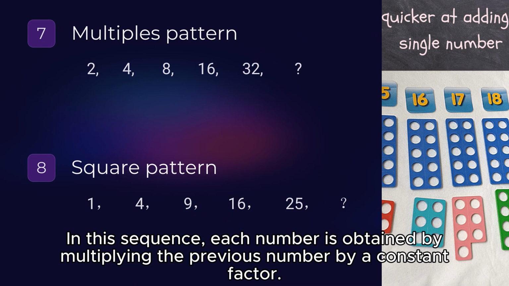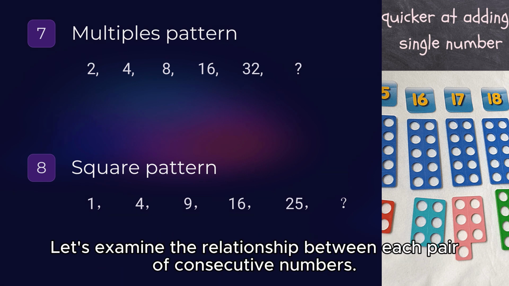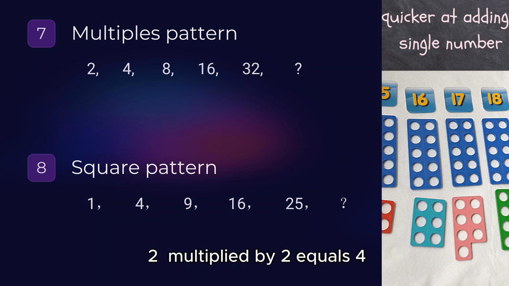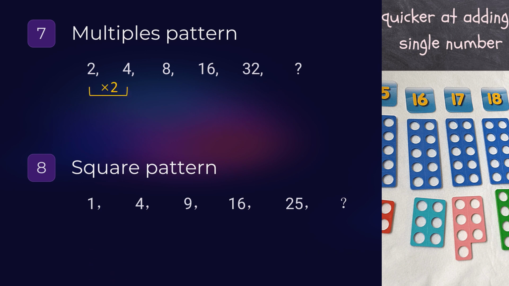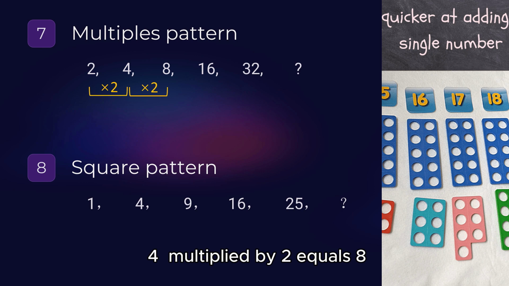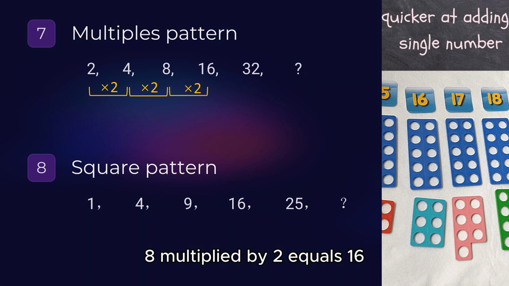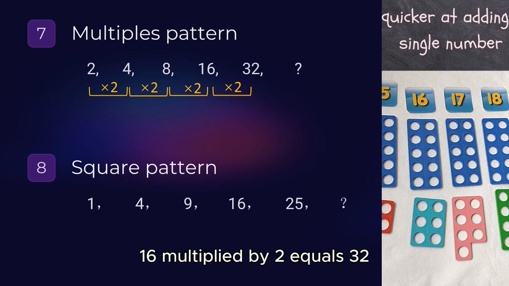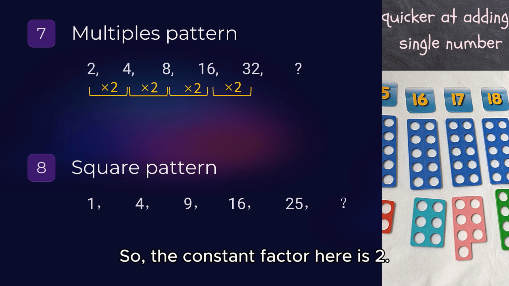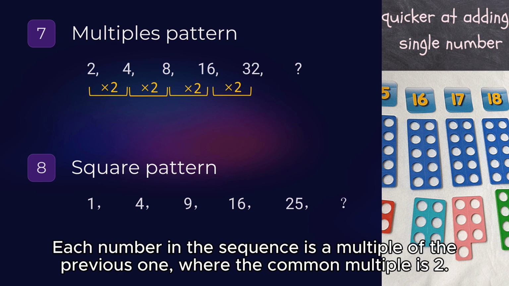In this sequence, each number is obtained by multiplying the previous number by a constant factor. Let's examine the relationship between each pair of consecutive numbers. 2 multiplied by 2 equals 4. 4 multiplied by 2 equals 8. 8 multiplied by 2 equals 16. 16 multiplied by 2 equals 32. So, the constant factor here is 2. Each number in the sequence is a multiple of the previous one, where the common multiple is 2.